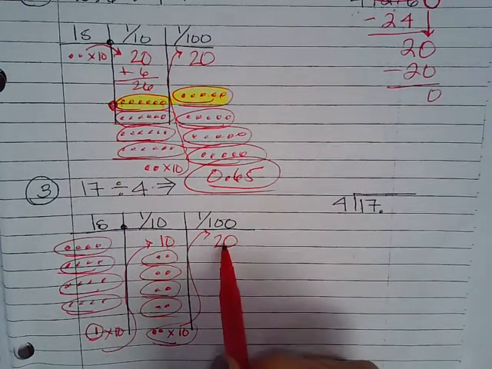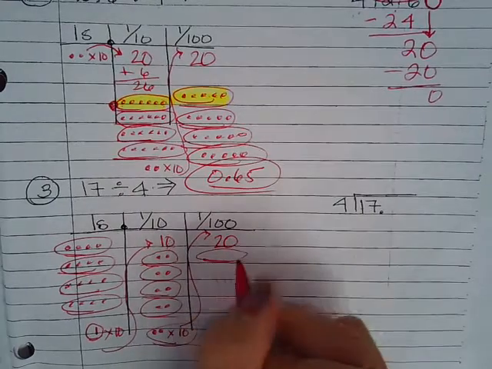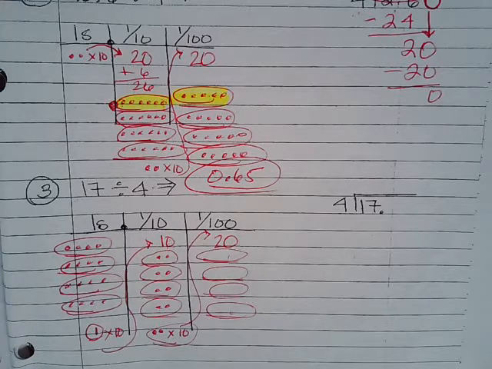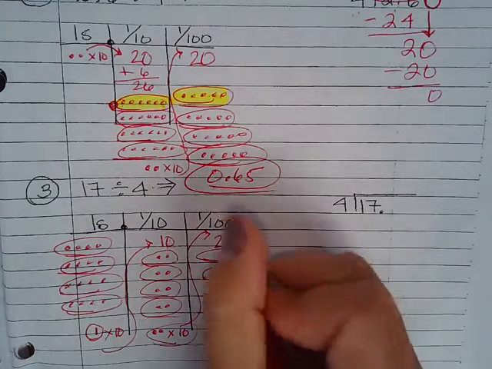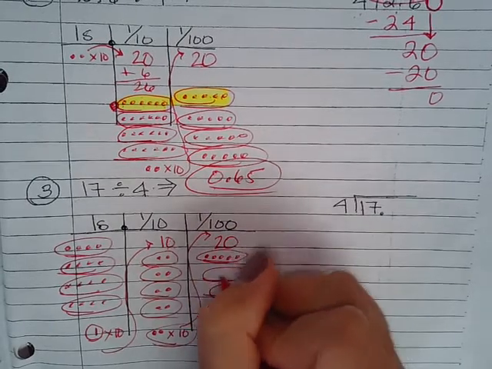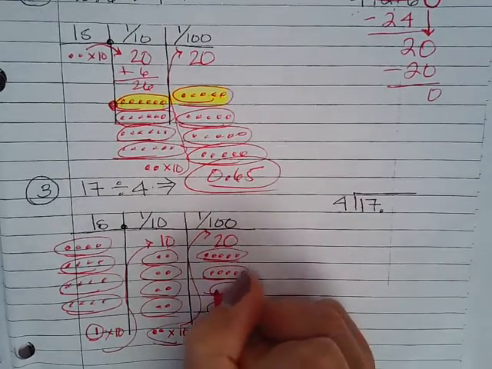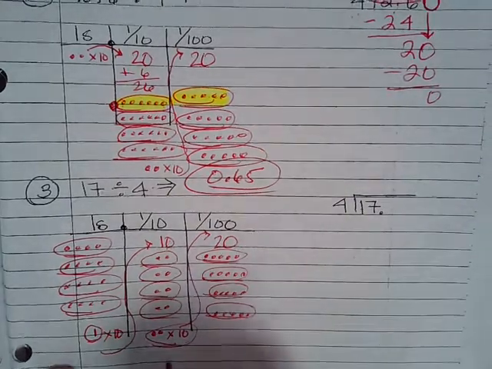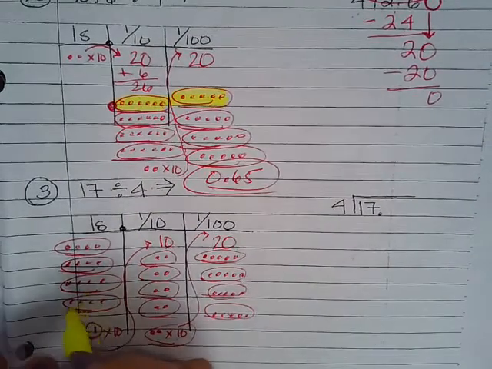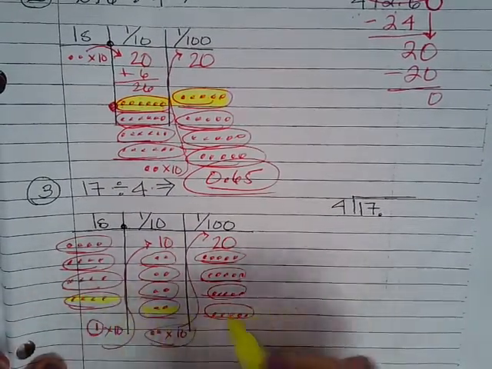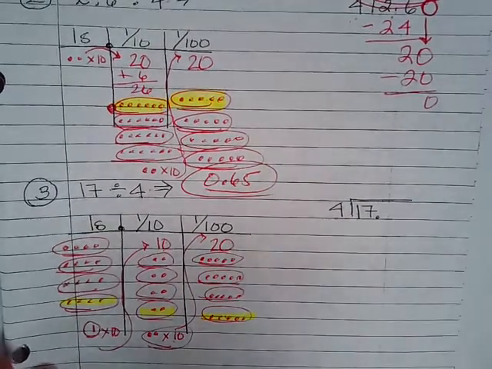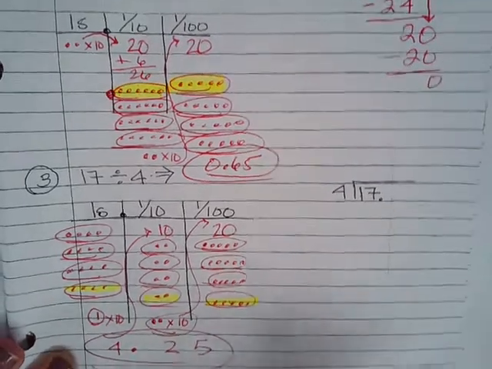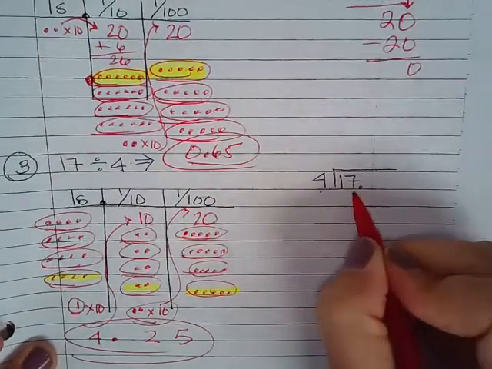And now I need to have 4 groups. 1, 2, 3, 4. How many will be in each group? Show me with your fingers. Go, go, go. Excellent. 5, in each of the 4 groups. Now, in each group, I have 4, 2, 5. I have 4.25. Let's check it. I have 4 going into 17.